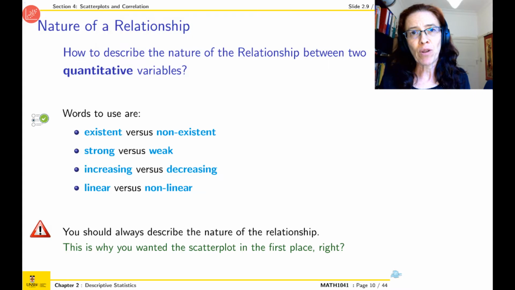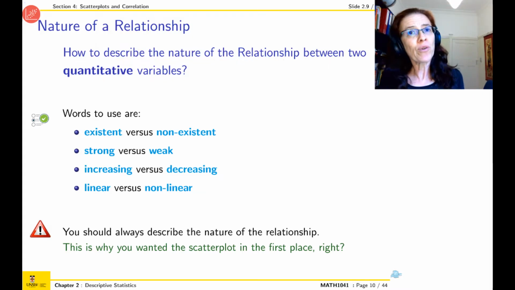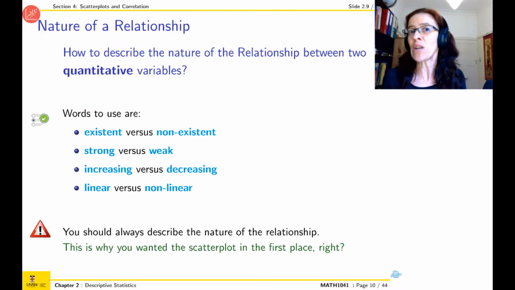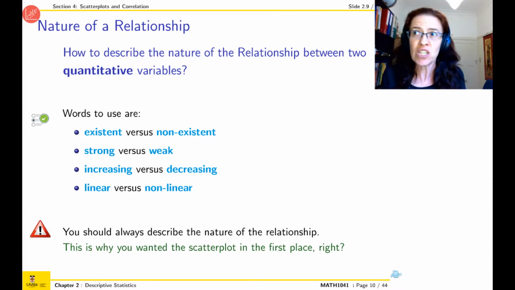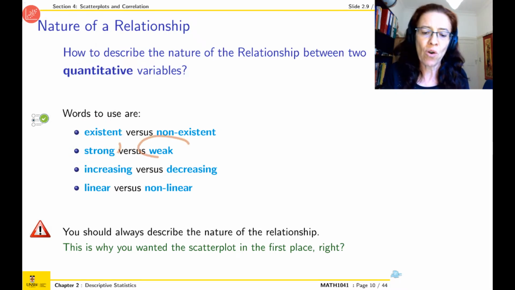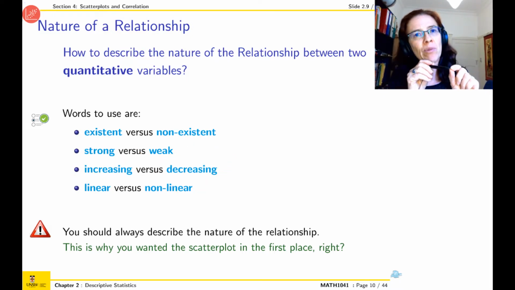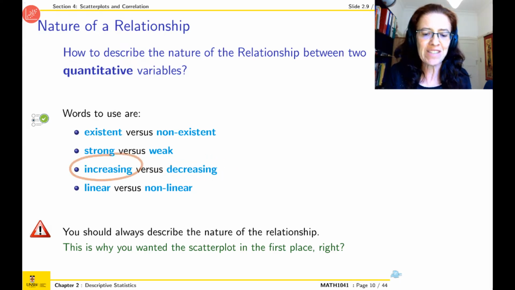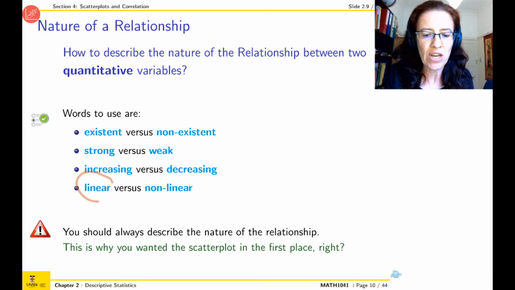Once you have the scatter plot, you want to describe it. You want to describe the nature of the relationship. There are four things you have to think about. The first one is: is there a relationship? Because if there's no relationship, then there's nothing to describe. So if the relationship is non-existent, just stop. Now, if it exists, it could be strong or weak. It could be increasing or decreasing. When one variable increases, the other one tends to increase too, we will say that the relationship is increasing. And if it increases along something that looks like a straight line, we will say that the relationship is linear.